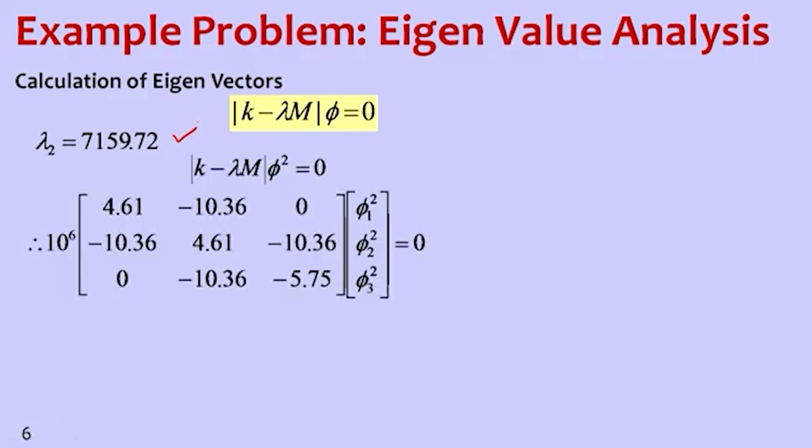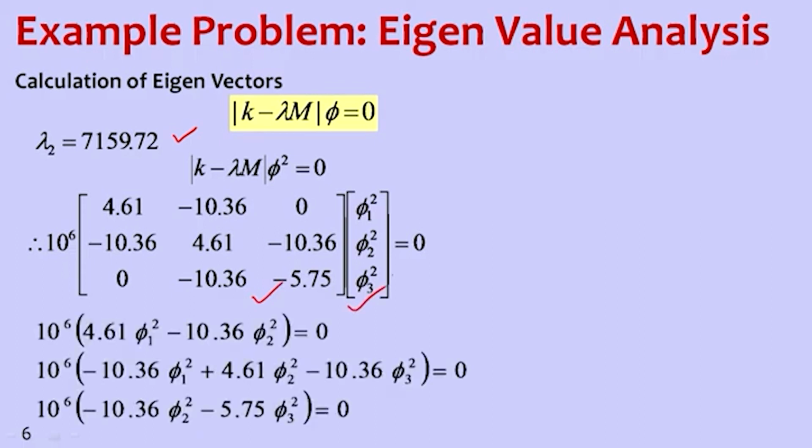7159.72. So by substituting lambda 2, I will get this 2 matrix, and again multiplying this 2 matrix with each other, I will get equation number 1, equation number 2, equation number 3, again with the 3 unknowns of 521, 522 and 523. The way we have assumed the value of 513, here also we will assume value of 523 as a 1.